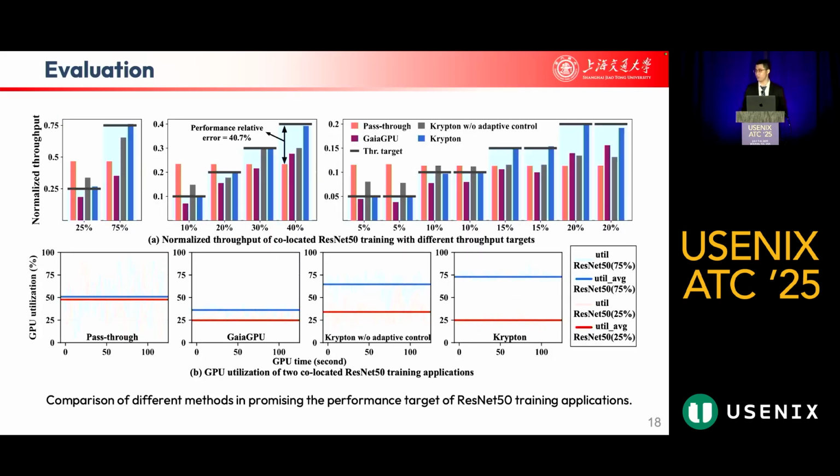In this part, we dive deeper into the ResNet-50 training applications, and we set different performance goals from 25 to 75% and more fine-grained settings. In all of the cases, KRYPTON can maintain a very accurate performance for any of the instances, while existing systems fall short on some of the performance goals. If you look at the GPU utilization of different GPUs, you can see that KRYPTON is able to maintain a very stabilized utilization at 25 and 75%, while other systems have very large fluctuations.